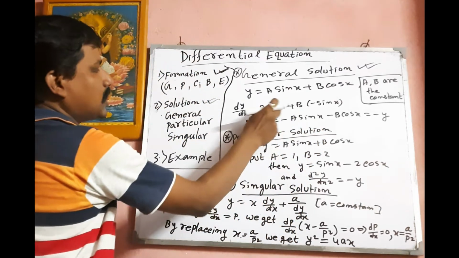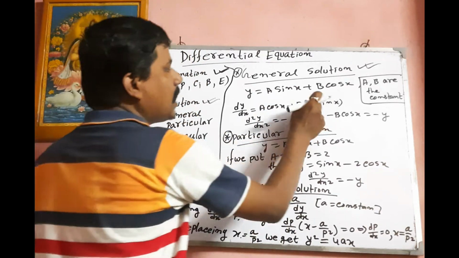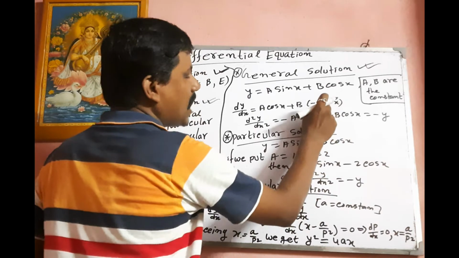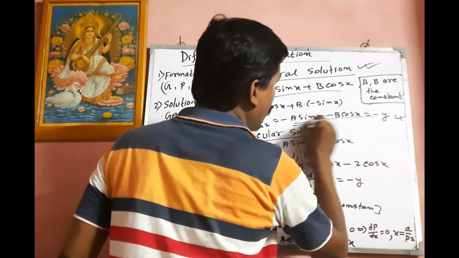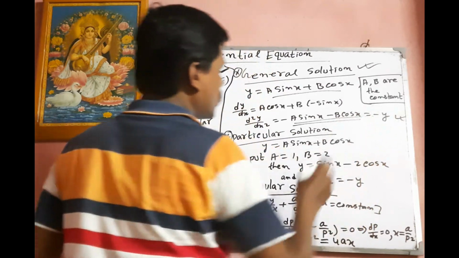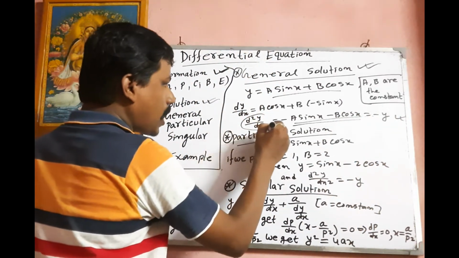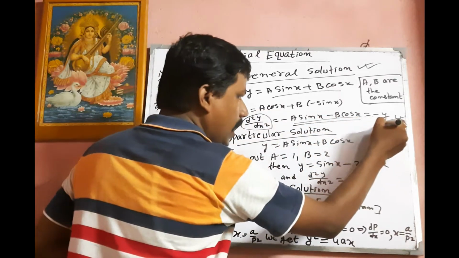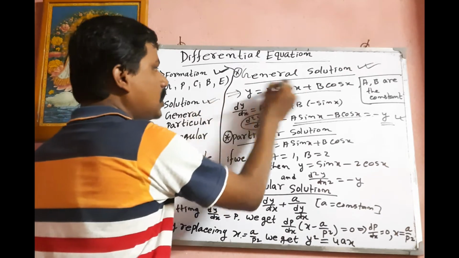Why sin x? Because the derivative of cos x is equal to minus sin x. And similarly b is there with a minus, and the derivative of sin x is equal to cos x. This is the minus of y. So we put this as minus y. So d2y by dx square is equal to minus y, which is the general solution of the given equation.